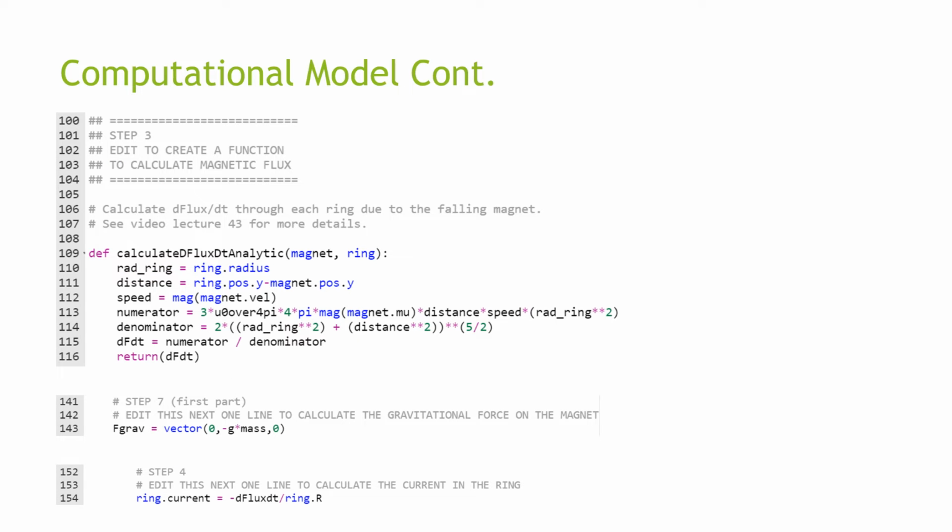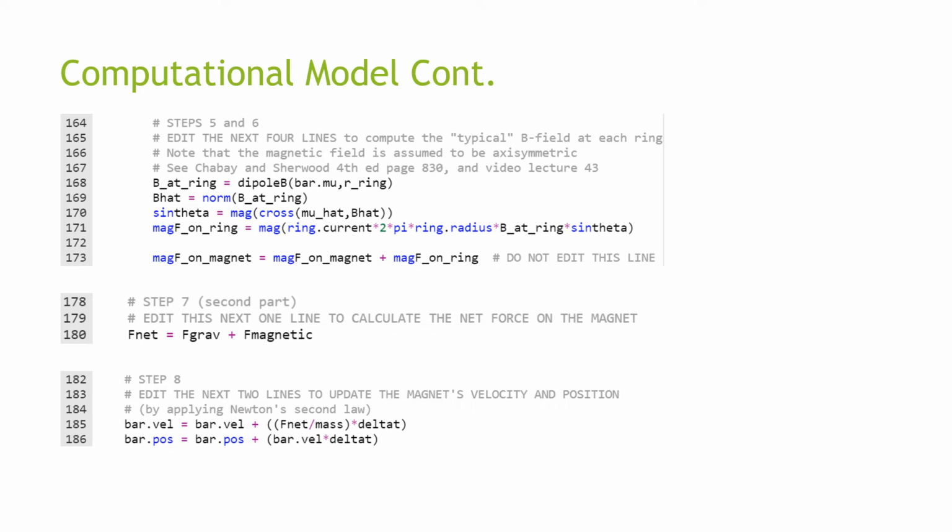On this slide, you can see a function used to calculate the magnetic flux through each imaginary ring of aluminum foil, along with the gravitational force acting on the magnet and the current traveling through each imaginary ring of aluminum foil. On this final slide of the computational model, you can see where the magnetic force acting on the magnet is calculated, along with the net force calculations. And then finally, you can see how these net force calculations are in turn used to calculate the actual velocity of the bar magnet and the position of the bar magnet.